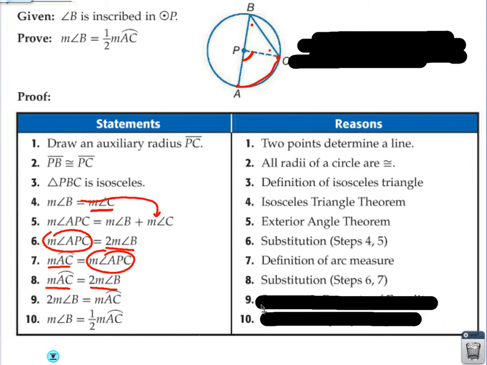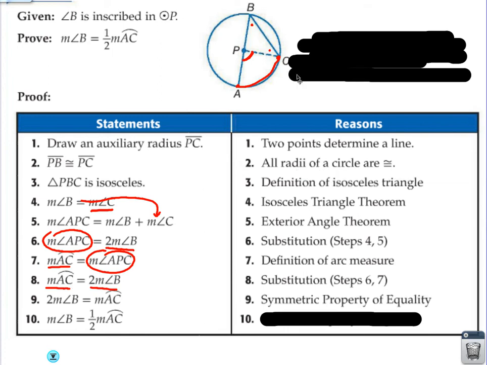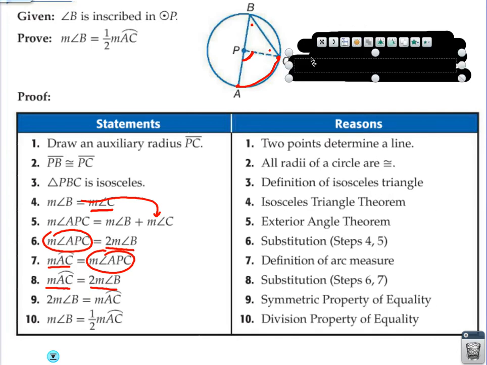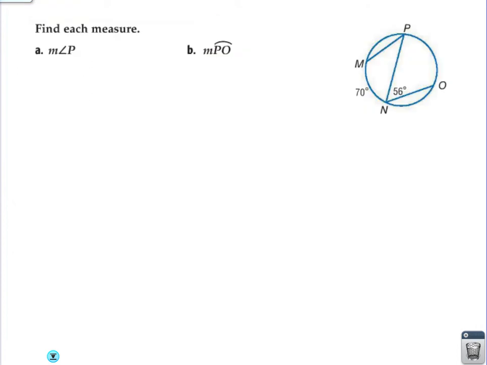And then they just flip-flop them. That's the symmetric property. And then they divide by 2, and you now have, whoa, not that. By the division property of equality, you've got your formula. That was a long way to get there, but the measure of angle B equals half the measure of the intercepted arc. That's a tough proof. 10 steps, that's pretty nasty.